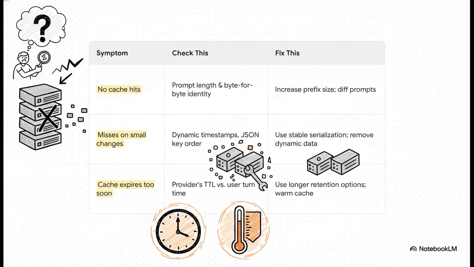And if those numbers don't look good, don't panic. It's usually one of a few common culprits. If you're getting 0 hits, you need to log your actual prompts and find those tiny byte-level differences. If you notice small changes are breaking the cache, you've got some dynamic data hiding in there that you need to find and remove. And if it seems to be forgetting too quickly, you might be hitting the provider's time to live limit, and you may need to look for longer retention options.